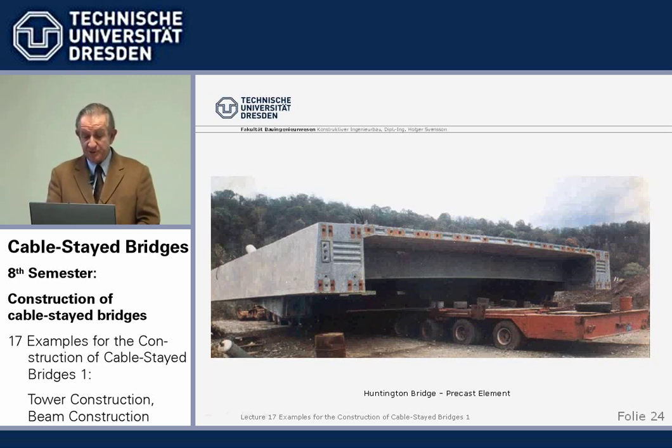Another example is the East Huntington Bridge. There the precast elements were cast long line, and here we see a typical cross-section. These indentions are for the shear transfer. They fit into one another, this corrugated part here, and can take up the shear.